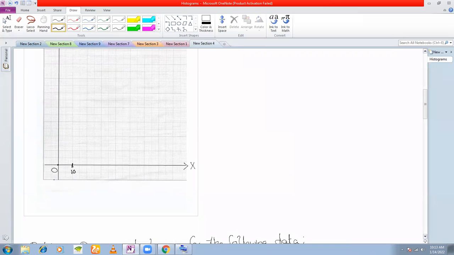You have to decide the scale according to the class boundary. So if I proceed here, 0 to 10 and then 10 to 20, 30, 40, 50, and then you have 60. Now you see how I have written the 10, 20, 30 on the x-axis.